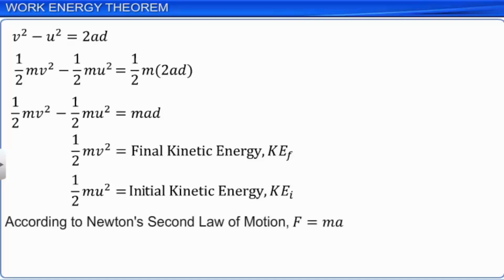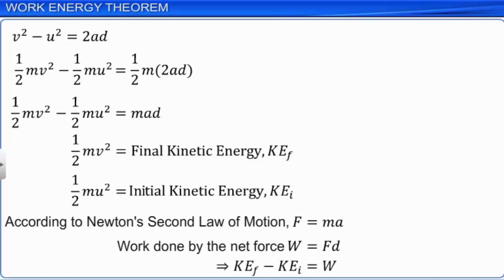According to Newton's second law of motion, ma is the force on the body. We have on the right side the product Fd, which is equal to the work done on the body. This proves that the work done by a constant net force is equal to the change in its kinetic energy.